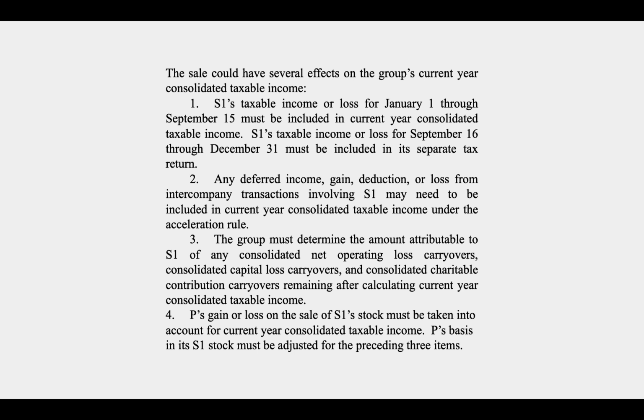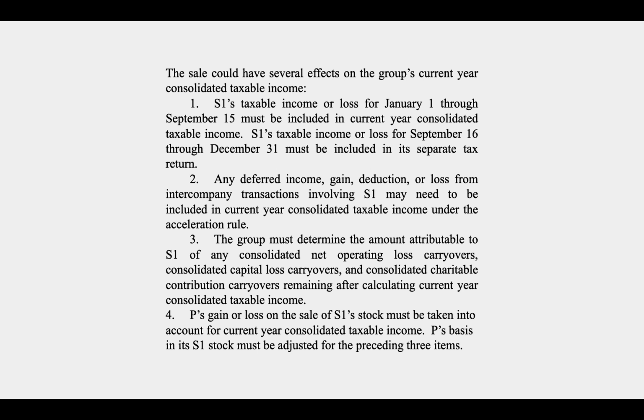So it could have several effects on the group's current year consolidated taxable income. 1, S1's taxable income or loss for January 1 through the 15th must be included in the consolidated return, and the taxable income or loss after that must be included in its separate tax return. Okay, so that, of course, is the day that all the stock is sold. So we have separate returns. That's the dividing line when S1 leaves the group.